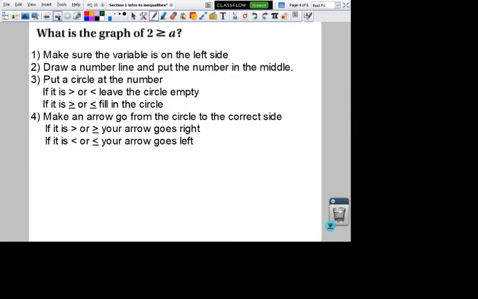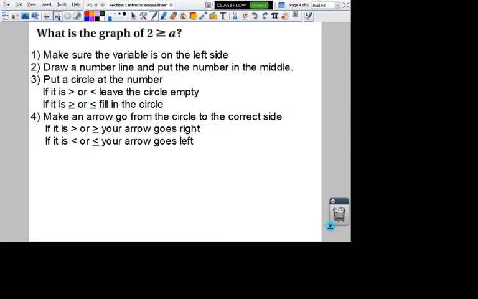Alright, so what we're going to do is graph some of these inequalities. And they're not super tough. You just have to make sure that you don't have a sneaky problem. And this first one is kind of sneaky. So I have 2 is greater than or equal to a. And I want to make the graph of this.